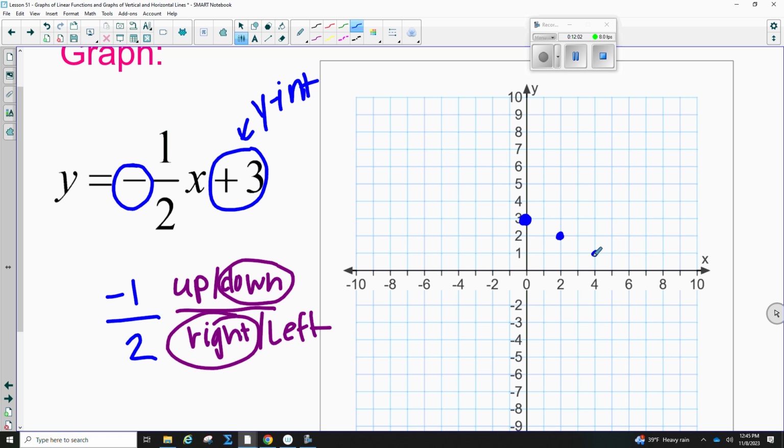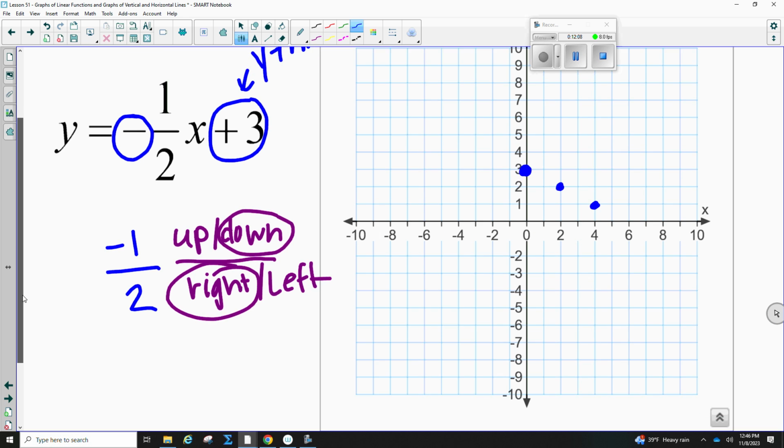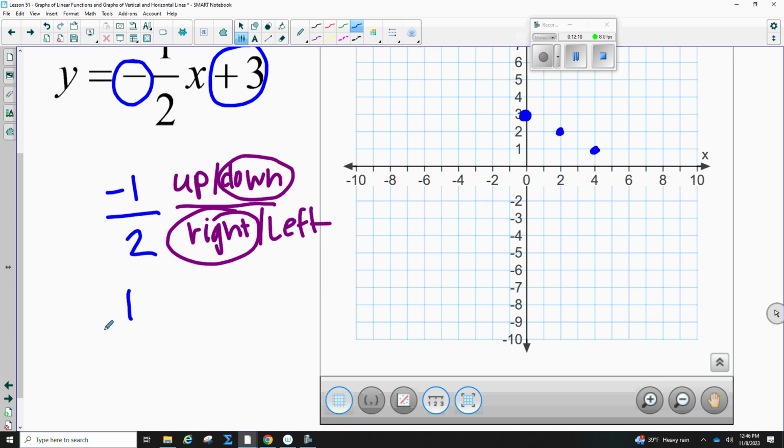Are you guys out of space? Okay, almost, close enough. So the negative could also be on the negative 2, right? You just have one negative. So if it looks like this, top number of 1, which way are we going to go? Up because it's positive. And which way would this one go? Left because it's negative.